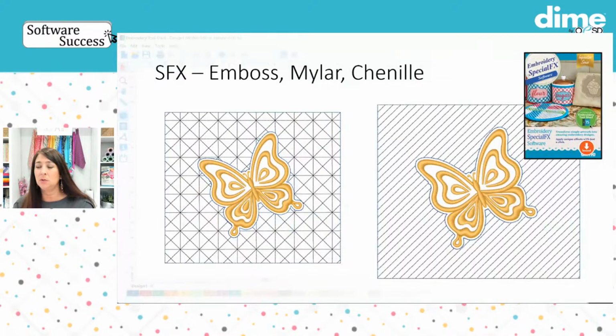And you can also do this with the Special FX. Now, we've seen the auto emboss option from Special FX, but also the Mylar and the chenille is rows of stitching to put over Mylar or to create faux chenille fabric. Again, if you just take any of those stitches and put the density lower so the stitches are closer together, it's going to make that embossed shape.